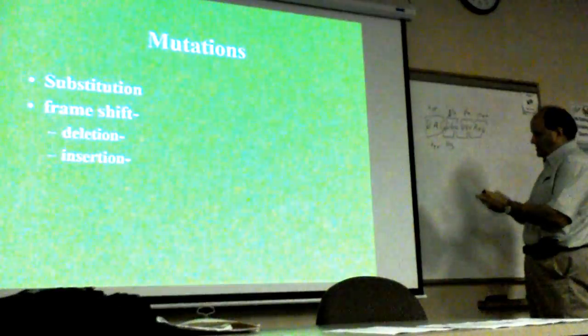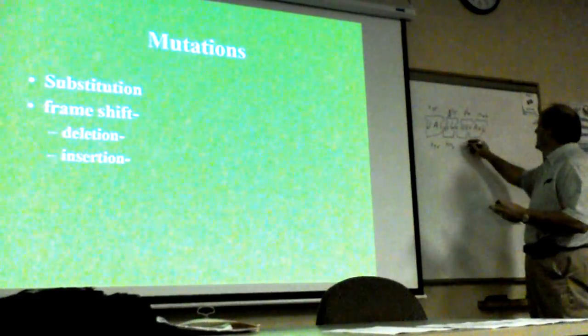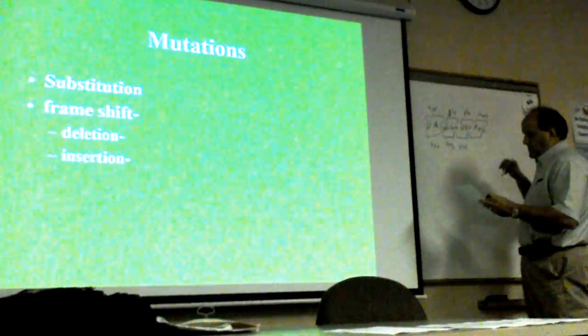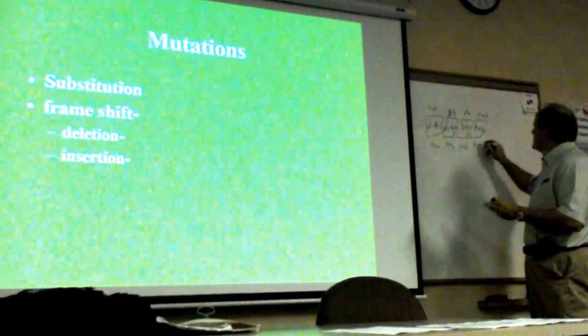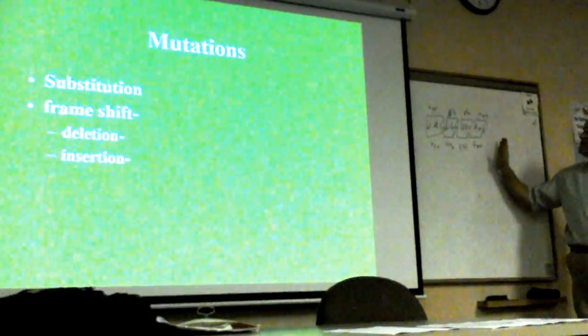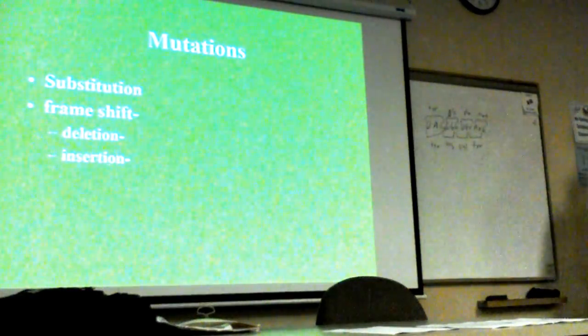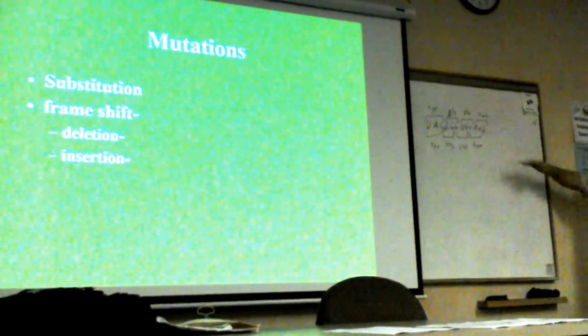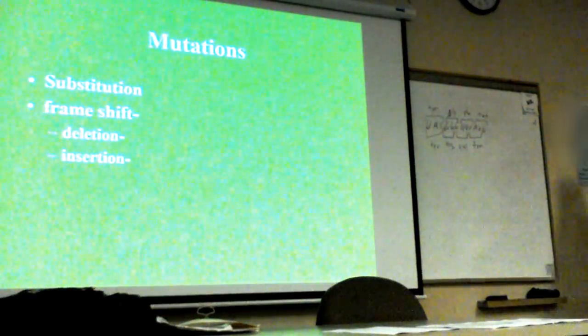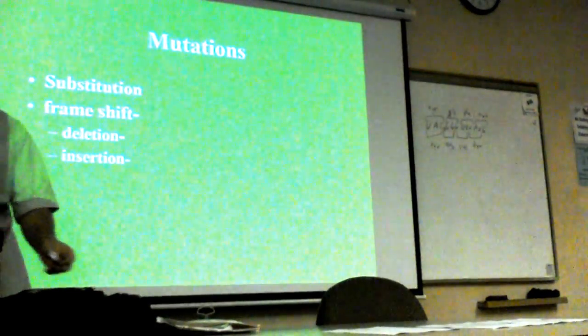Let's see. GUU is gonna give me valine. UAU is gonna give me tyrosine. Again, see here with the insertion, we move the whole reading frame one to the left. Again, ending up with a very, very different protein. So frame shift mutations tend to be much more significant because they change completely the protein.